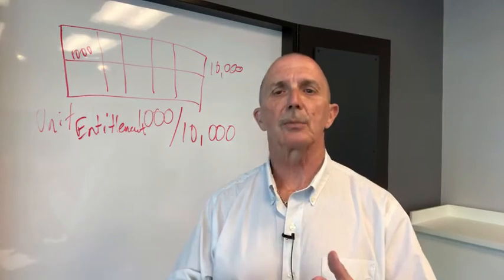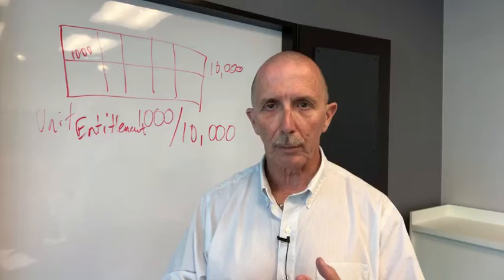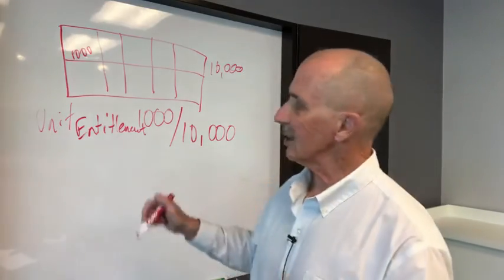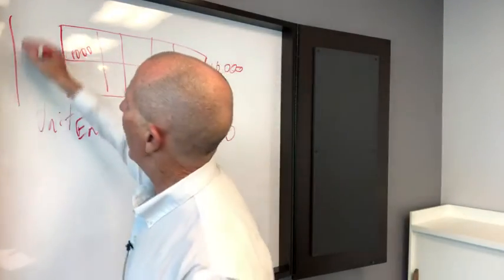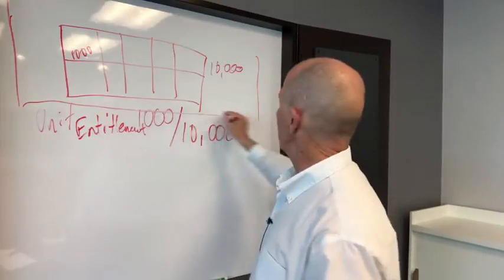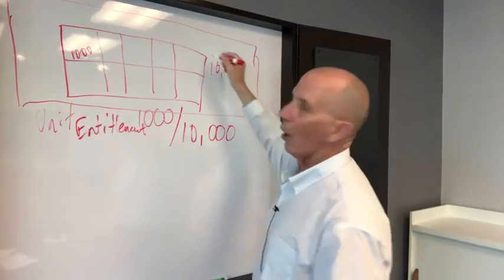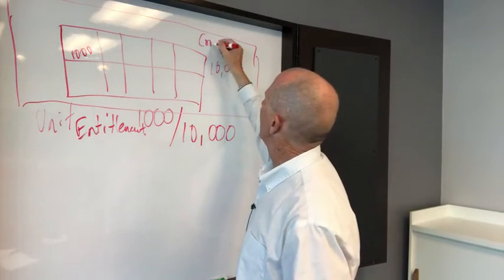And so let's go back and talk about common property. There's different concepts. There's common property and there's limited common property. Common property in this case would be all of the property that's outside of the building itself. All of this is common property.